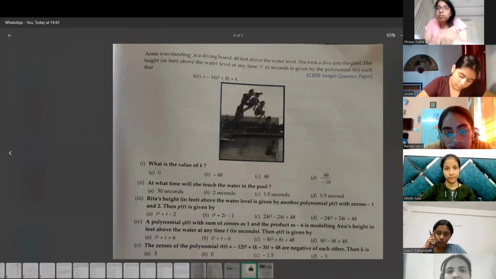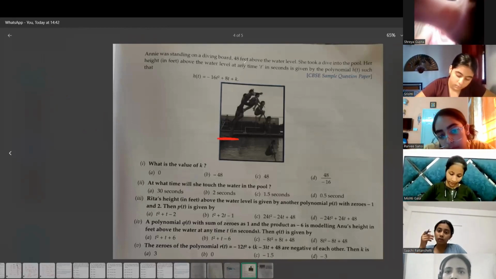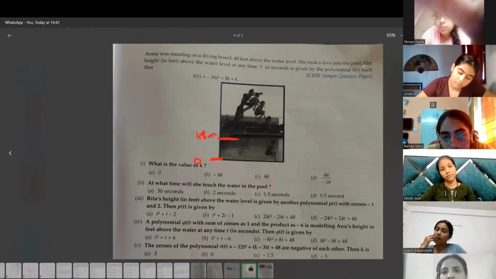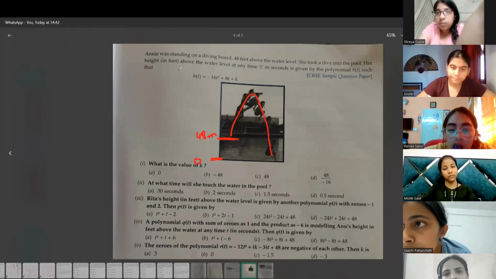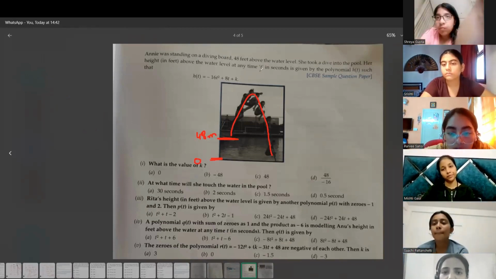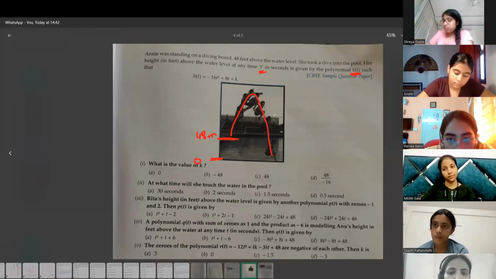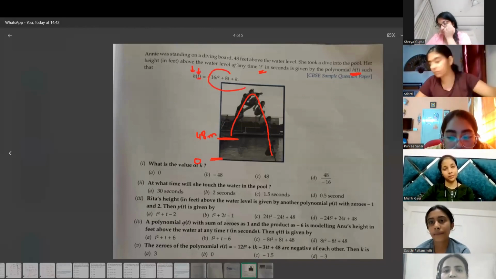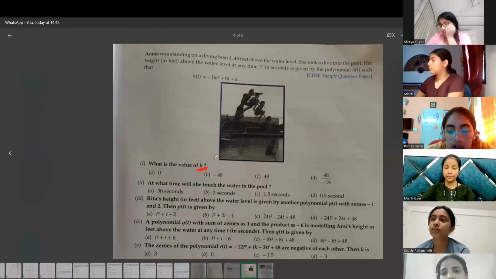Annie was standing on a diving board. So this is the diving board, okay? This is 48 meters above the water level. So if water level is this 0, then this is 48 meters. She took a dive into the pool. So if you can see the graph, she followed it like this. Her height above the water level at any time t in seconds is given by the polynomial h of t. So for time t, this is the polynomial that is given to you. Now they are asking what is the value of k.